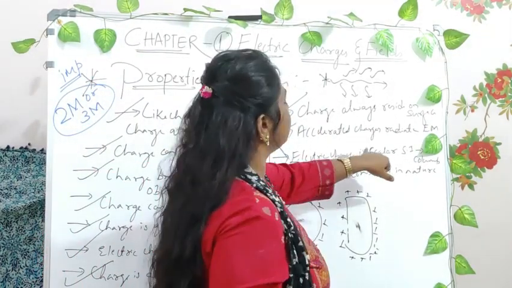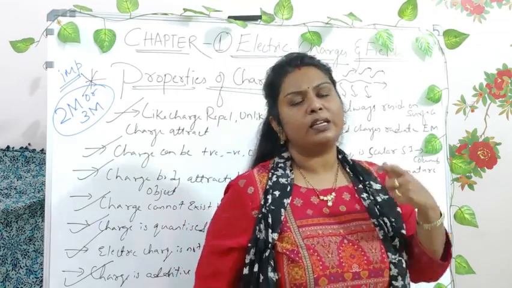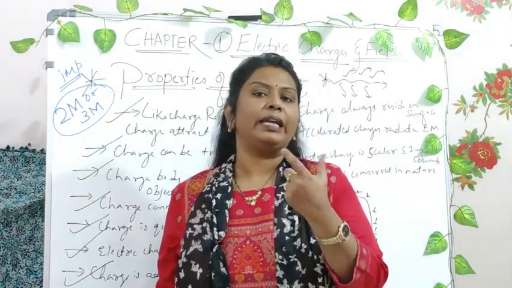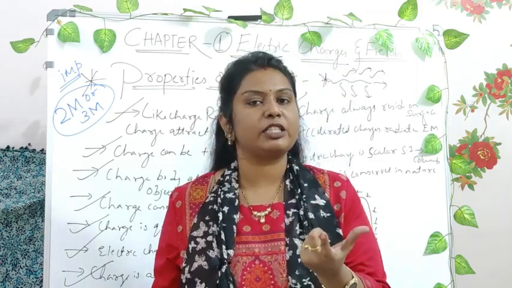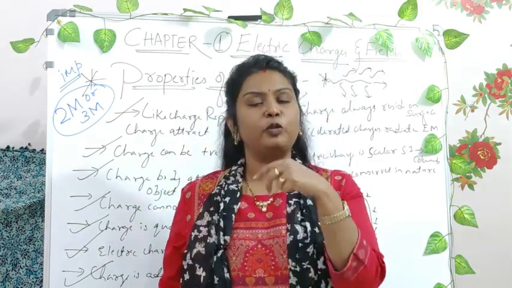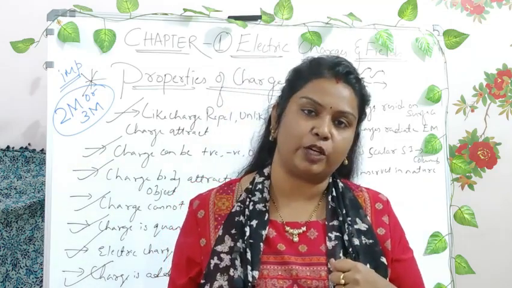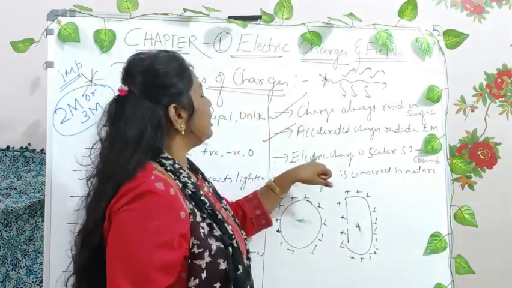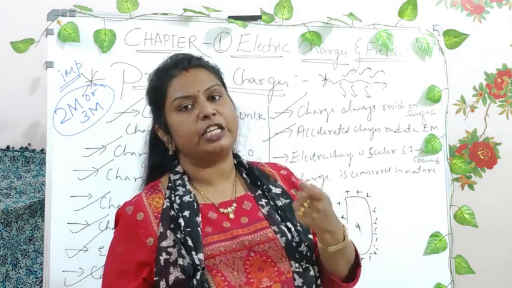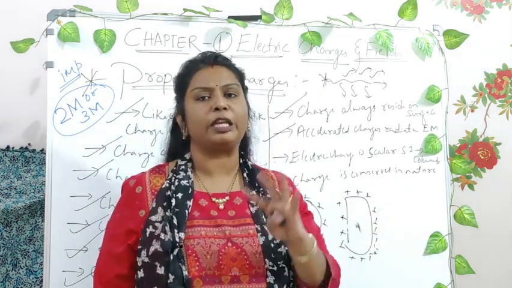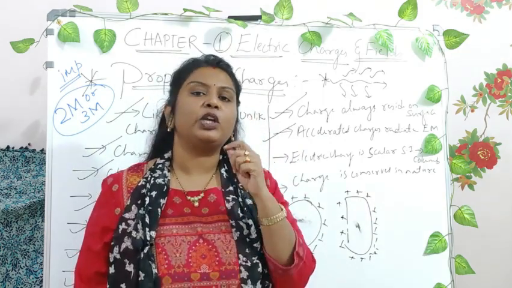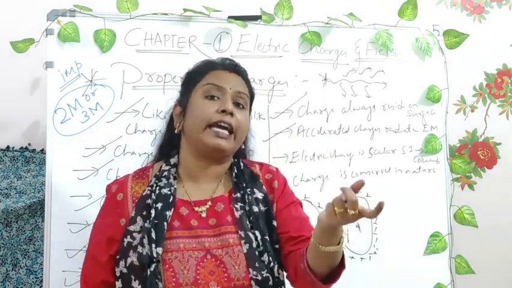Next, electric charge is a scalar quantity. You understand what scalar and vector quantities are? Any quantity which has both magnitude and direction is called a vector quantity, right? And any quantity which has only magnitude but no direction is called a scalar quantity. Electric charge is a scalar quantity. It has magnitude. When you say electric charge, it could be 2 coulomb, 3 coulomb, nanocoulomb, microcoulomb, any amount of coulomb which has magnitude. But you cannot say electric charge has direction, right?